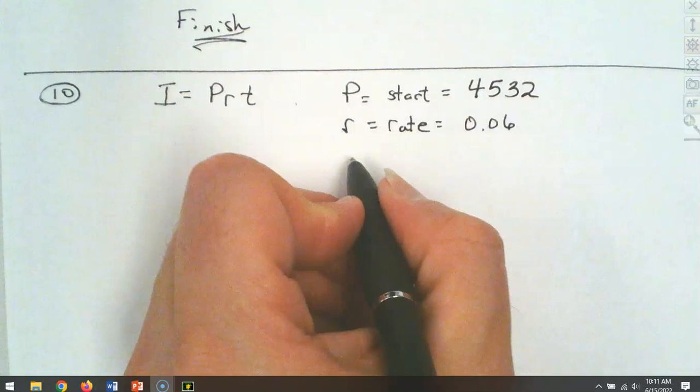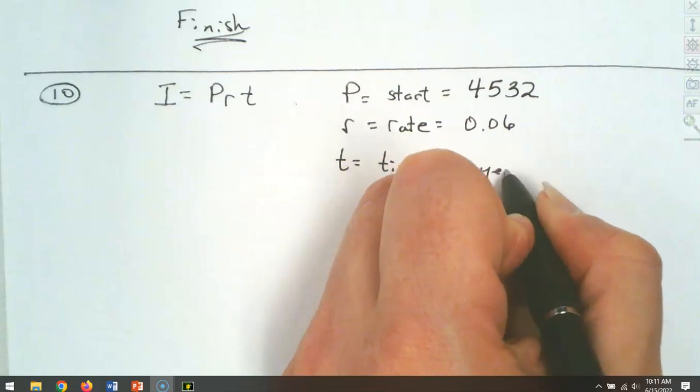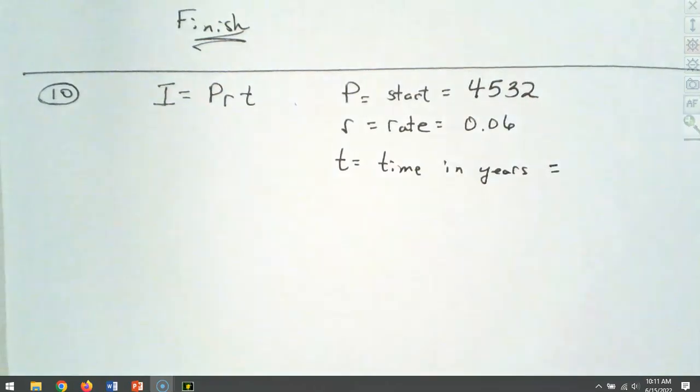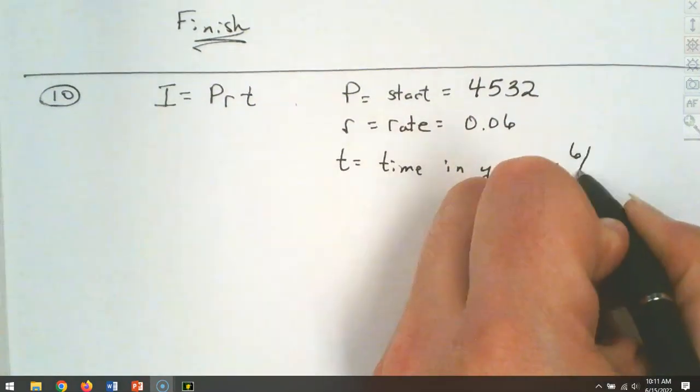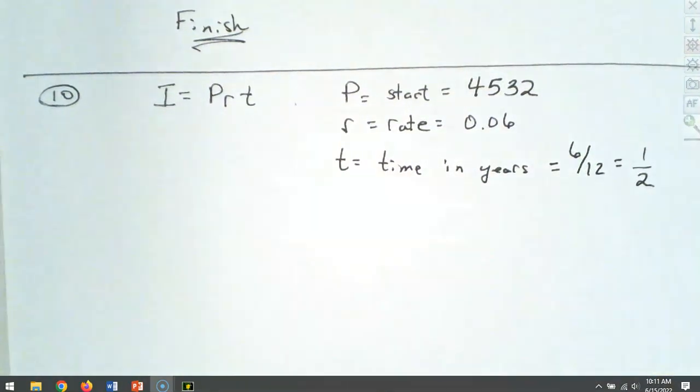Here's where students make a mistake, T. T is the time in years. Now, we are not borrowing this money for 6 years. We are borrowing it for 6 months. So since it's in terms of months and we want it in years, we take that 6, we divide it by 12, and that gives you the half. Half of a year. 6 months is half of a year, not 6 years. Right? If you use the 6, that would mean you went it for 6 years. You didn't. You only took it out for half a year, 6 months.